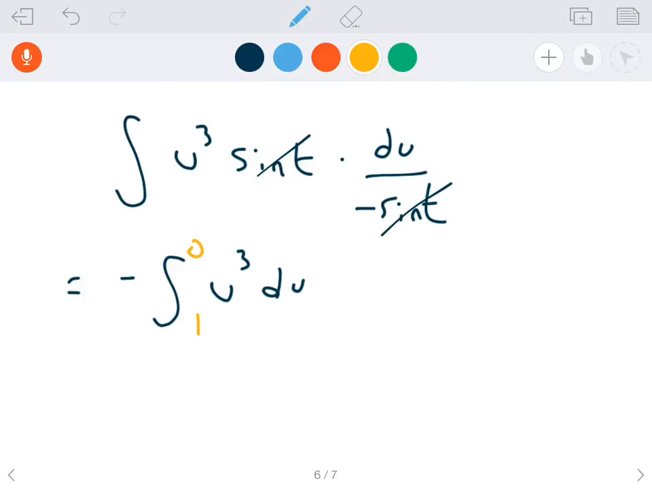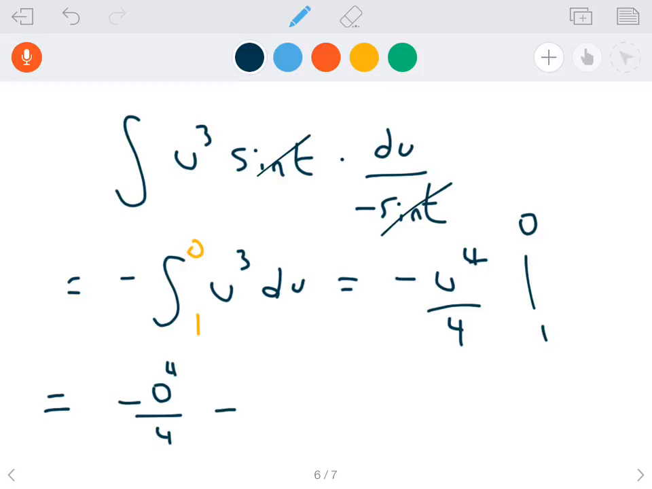What this means is I can integrate and evaluate at these new limits without ever going back to x. So you actually save yourself a lot of work. So let's go ahead and integrate. This is negative u to the 4th over 4. I don't worry about the plus c because it's a definite integral, and I don't have to go back to x because I'm going to evaluate now from 1 to 0 for my new limits. So this is negative 0 to the 4th over 4 minus negative 1 to the 4th over 4. And so that is 1/4.